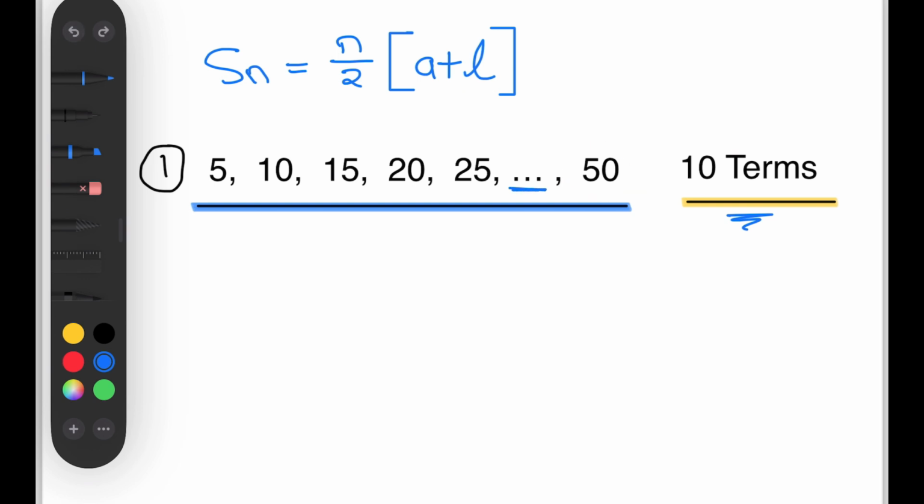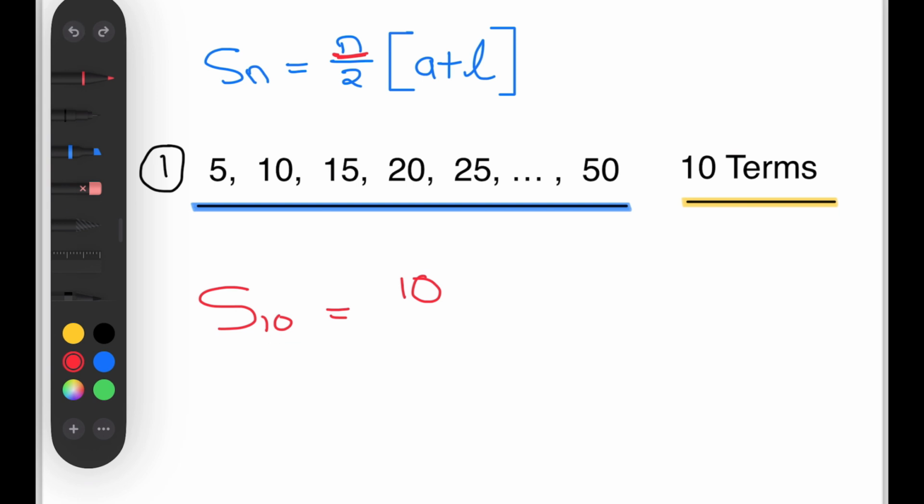Notice over here, this gap just means that there are more terms inside, but that doesn't matter because as long as we know our first term, which is A, our last term, which is L, and the number of terms we are dealing with, which is N, we can use the formula. So I'm simply going to say S10, indicating the sum of the first 10 terms, is equal to our n, which is 10.